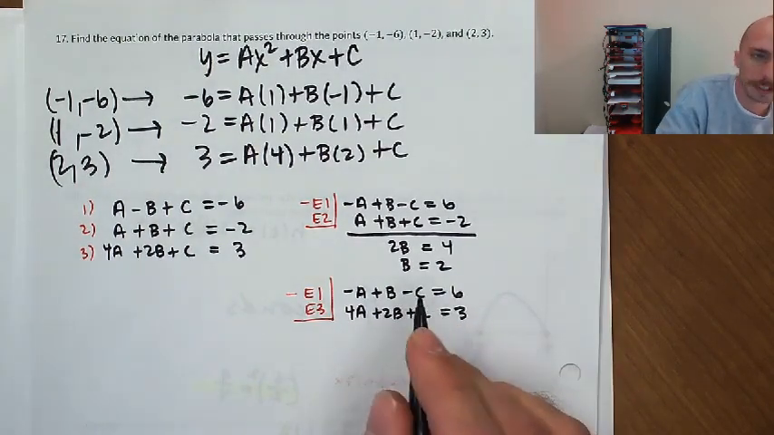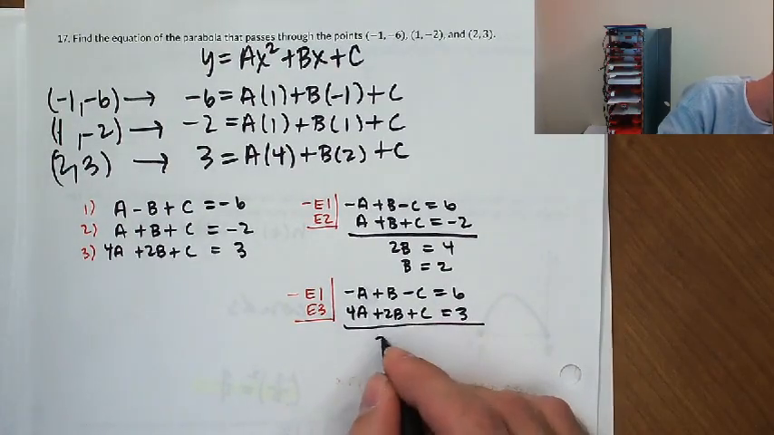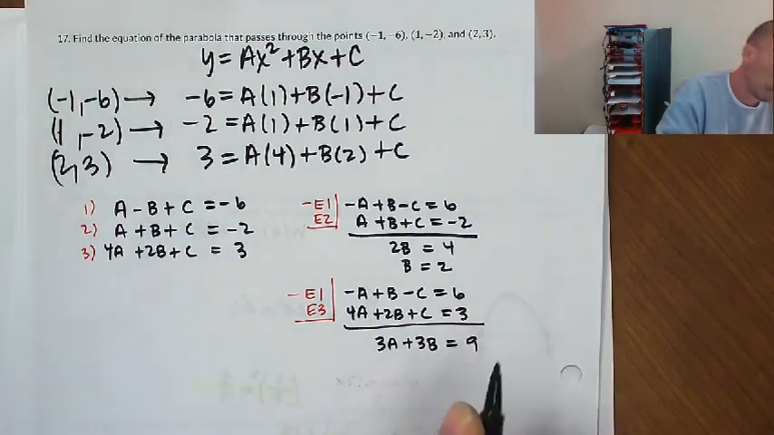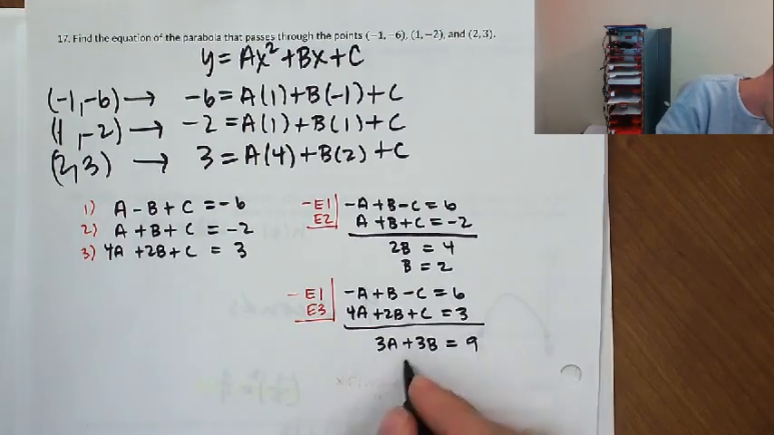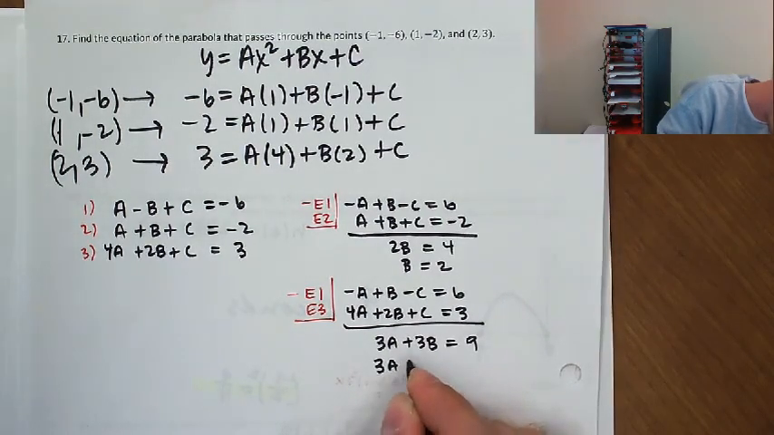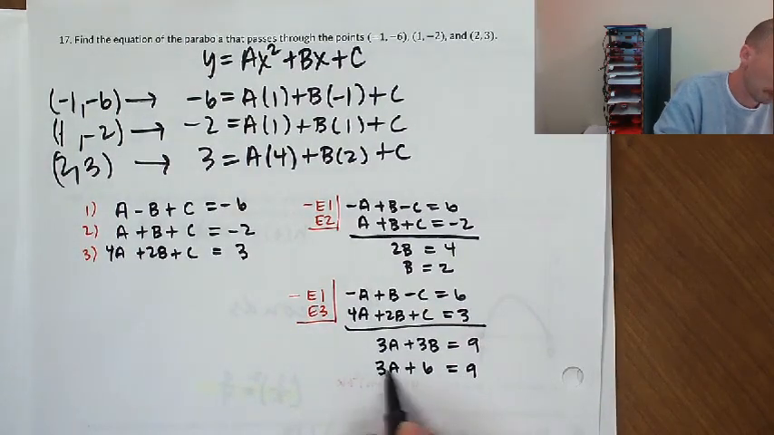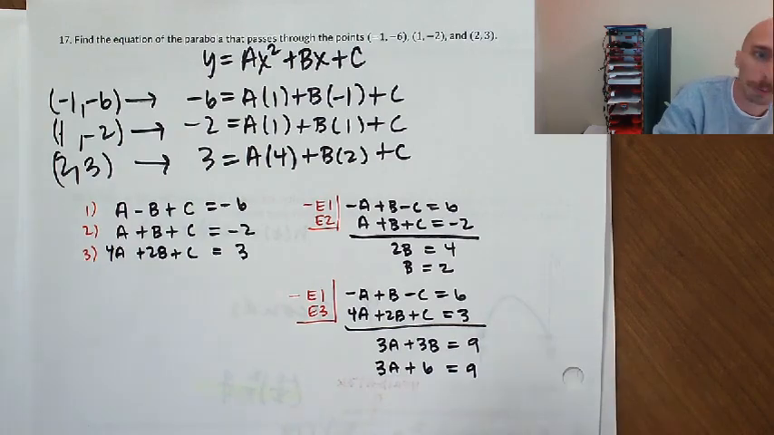And so if I add this all together, I'm going to get 3a plus 3b equals 9. But I happen to already know b. b is going to be 2. So 3a plus 3 times 2 is equal to 9. So if something plus 6 equals 9, that thing is going to have to be 3. 3a equals 3, so a equals 1.